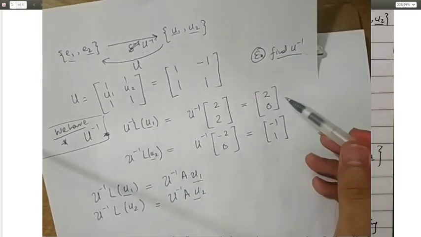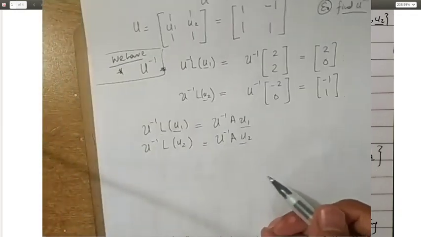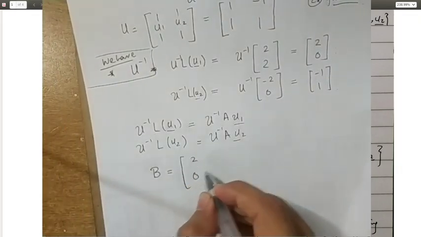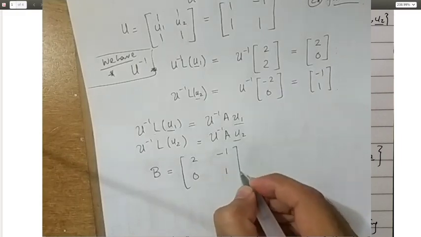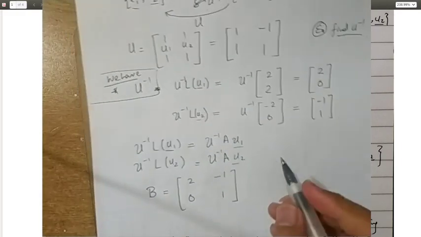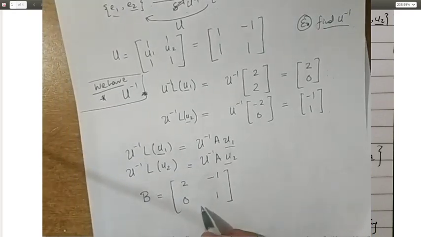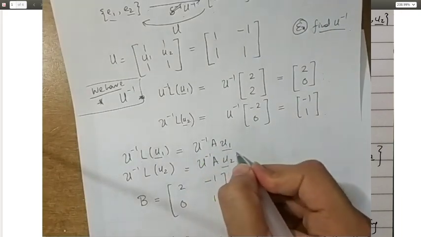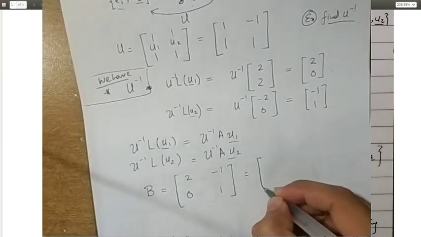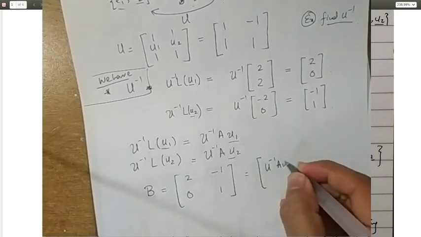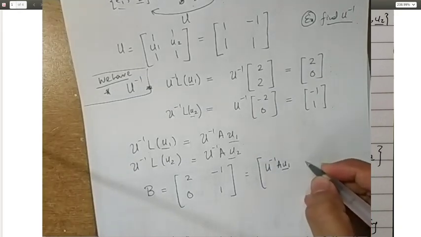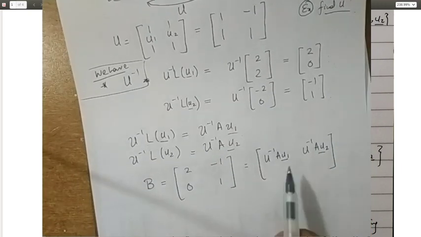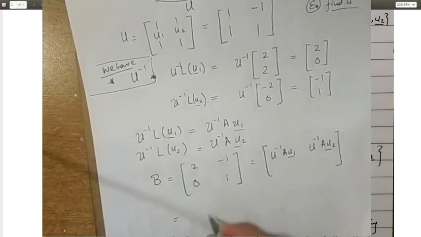So I can make a matrix out of these two columns. Let's suppose I call my matrix B. The first column is 2, 0. The second column is minus 1, 1. And I can write this entire matrix as a matrix-vector product. Notice that the first column is U inverse A U1, and the second column is U inverse A U2, where you can separate this U1 and U2 as a matrix.